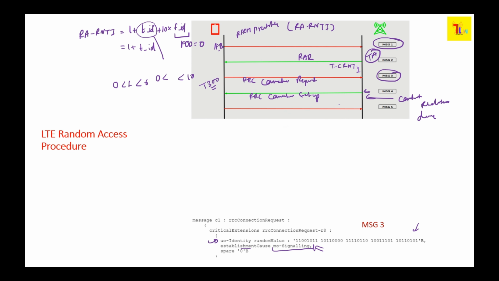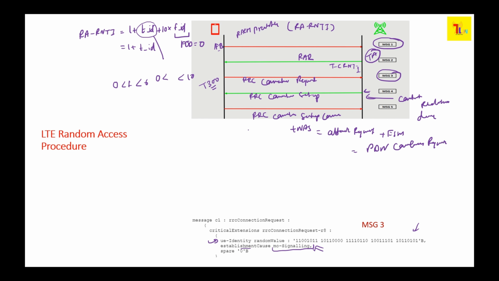Once the RRC connection setup message is sent, then the UE is going to send the RRC connection setup complete message along with NAS, or we can call it the attach request, plus ESM or PDN connectivity request. This is your message 5.